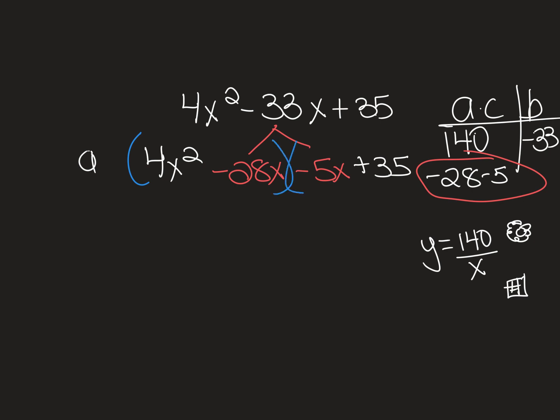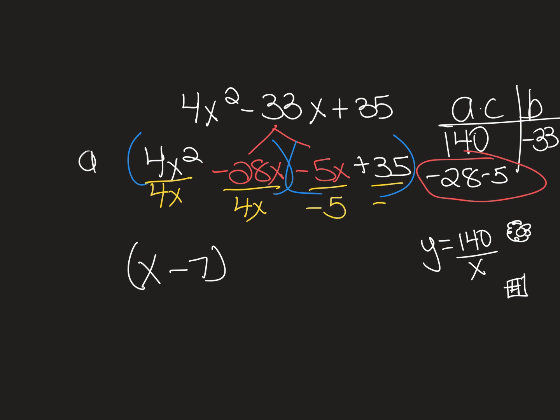Now I am going to group these together and find the greatest common factor of each of these individual binomials. Here I could factor out a 4x from both, and when I do that, I'm left with x minus 7. On the next one, I can factor out a negative 5, and then I'm also left with x minus 7. And that is my evil plan.